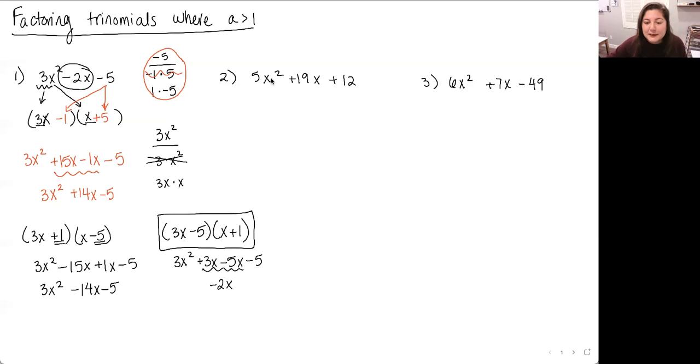Okay, let's take a look at another problem. So again, I know I'm going to be looking for factors of 5x squared and factors of 12. So let's list all the possible factors, right? So when I'm looking at factors of 5x squared, I'm going to say it's going to be 5x times x.